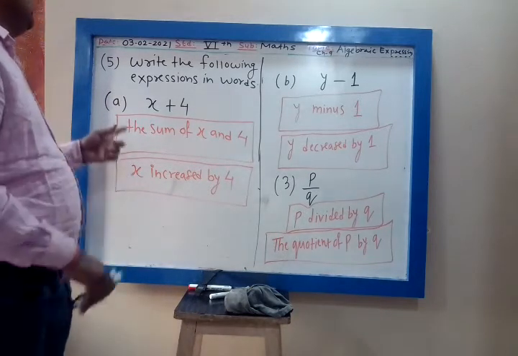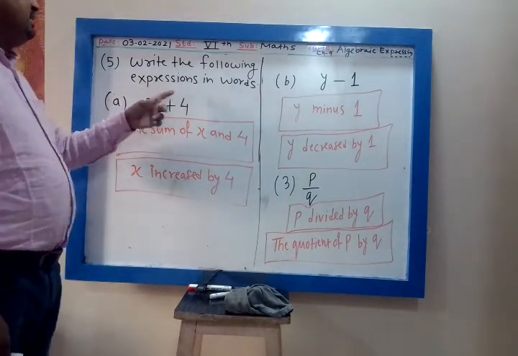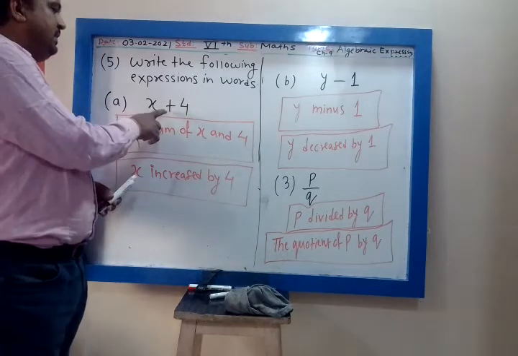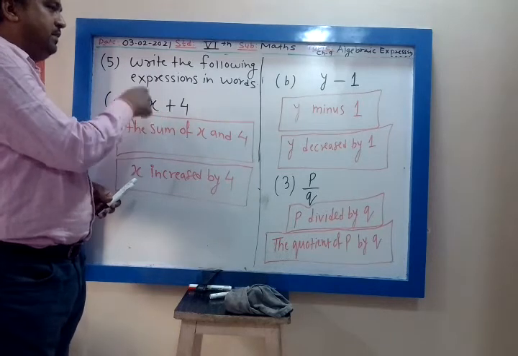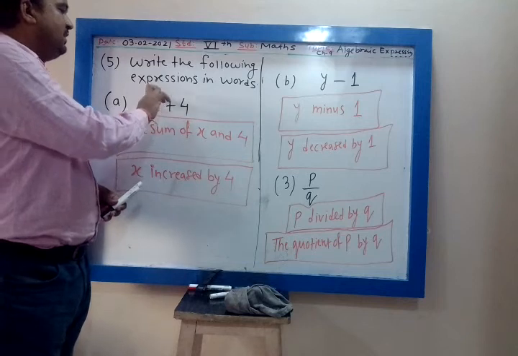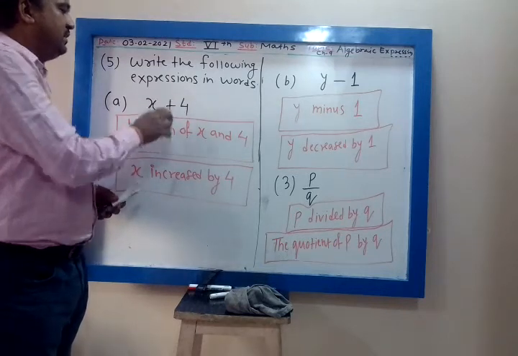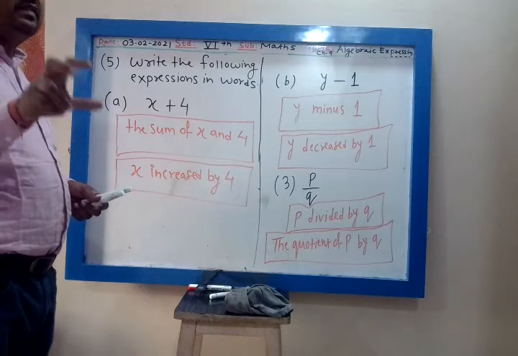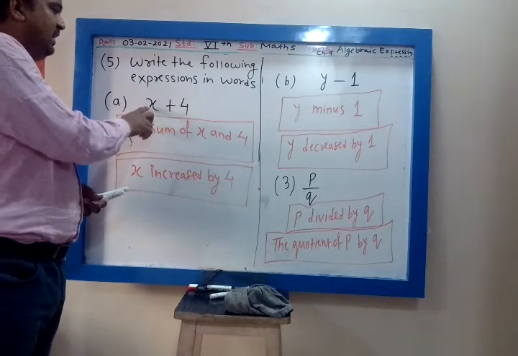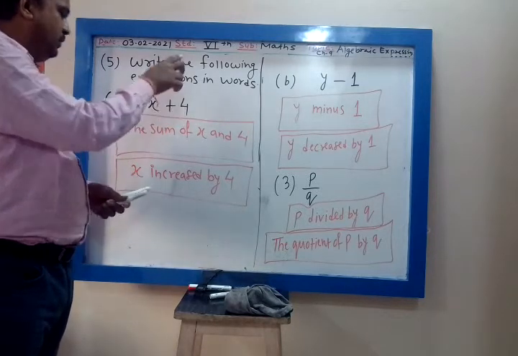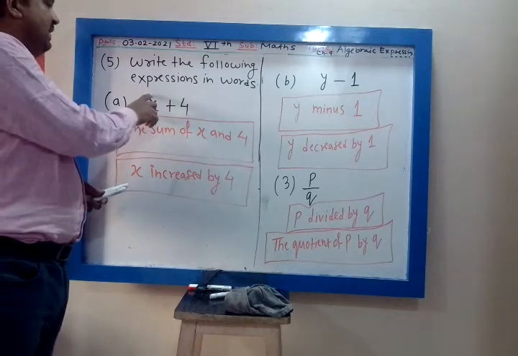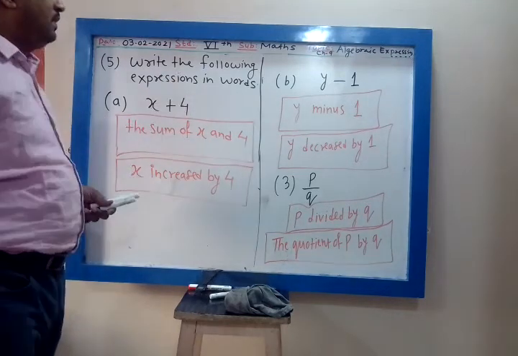Is it clear? Write the following expression in words. X plus 4. Plus means sum. So first we write the sum of which two numbers? X and 4. The sum of X and 4. Second, plus means increased. So X increased by 4, because we are adding 4 to X. So this is same as x increased by 4.